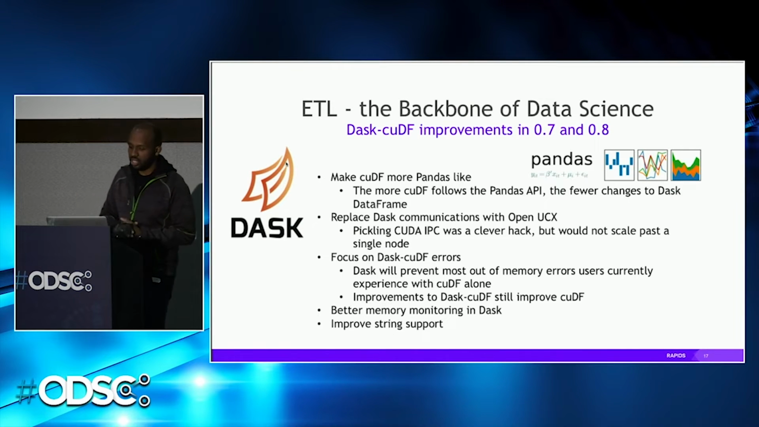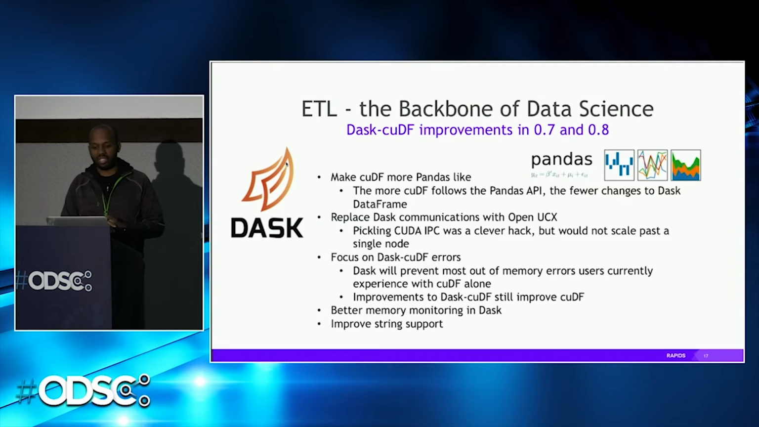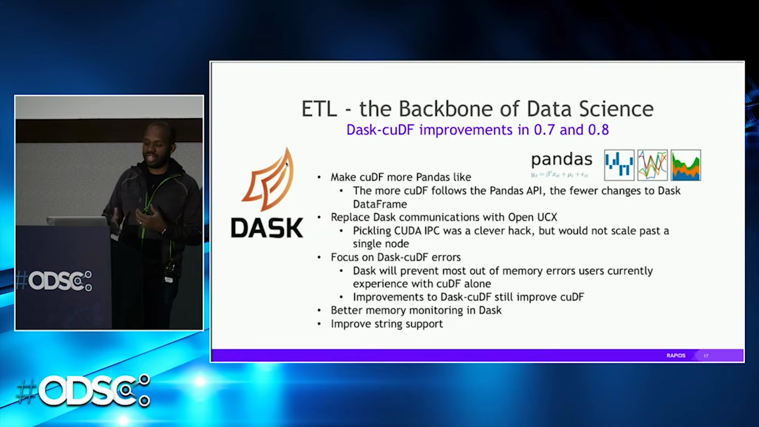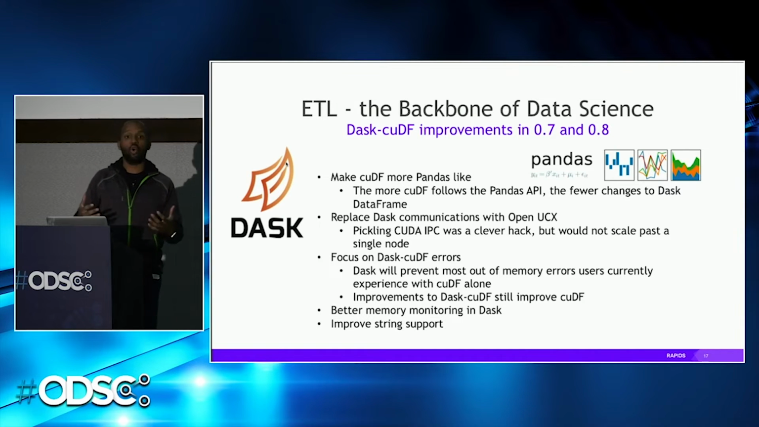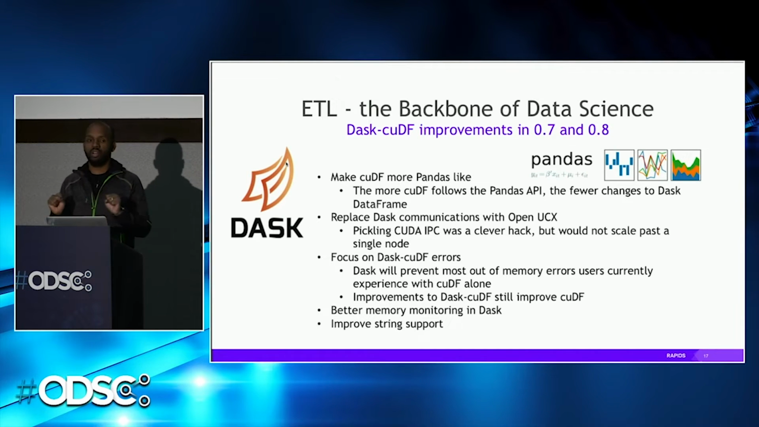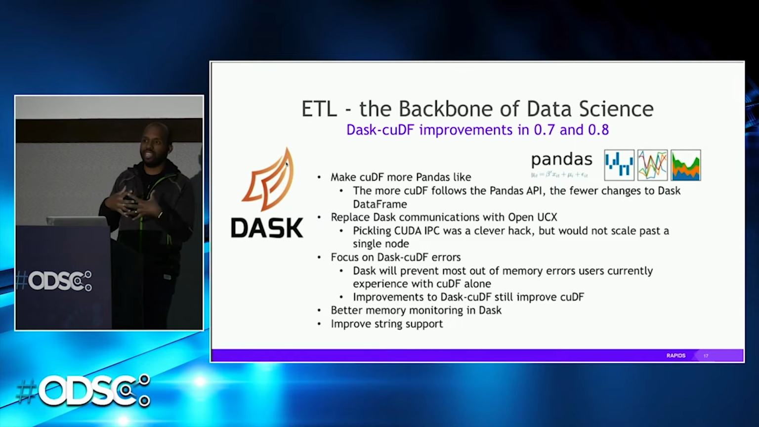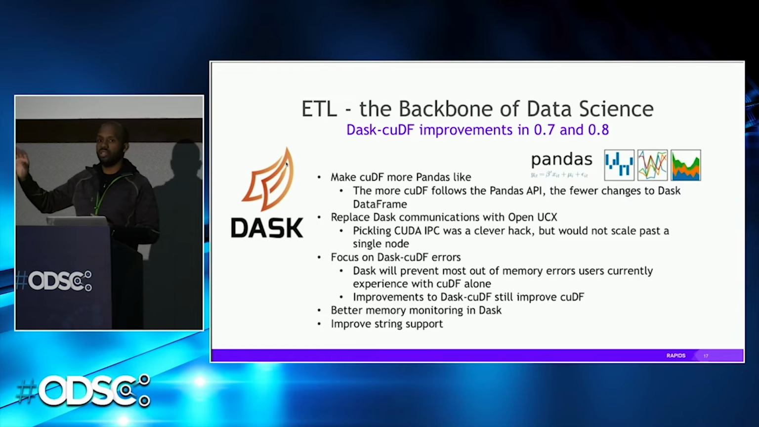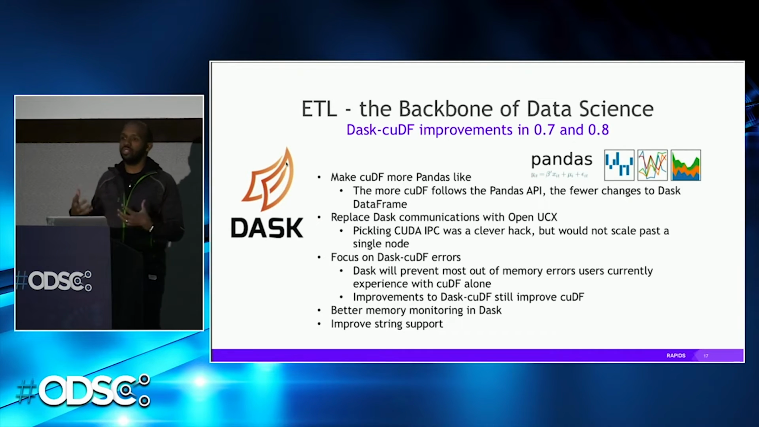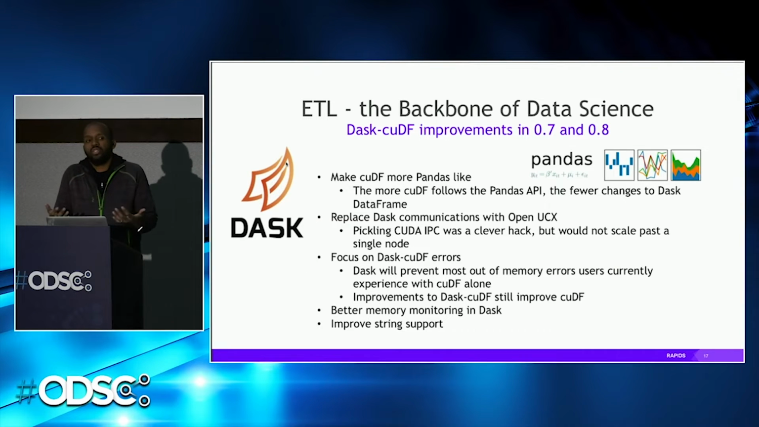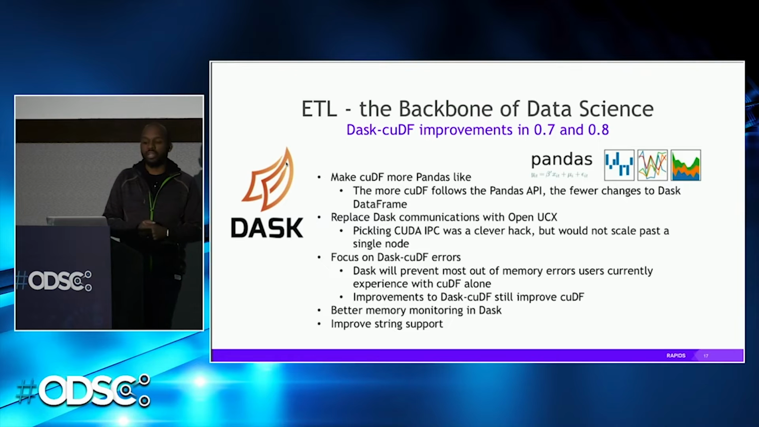And so in our next release, and then the release after that, continuing to make cuDF more Pandas-like. One of the really exciting things is replacing Dask's communication layer with something called OpenUCX. And this is really where HPC, high performance computing, and big data are really starting to smash together. So on the HPC side, MPI is kind of king. Everyone uses MPI. MPI gives you this very low latency, fast method of moving data around, which is just not really useful on the big data side when you're CPU bound.